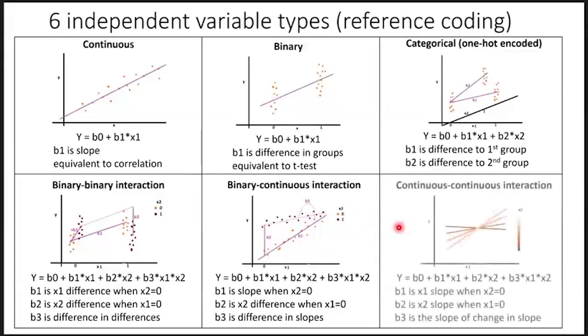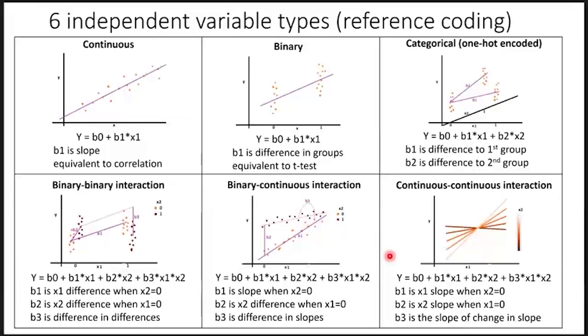And then the last thing is a continuous interaction. I'm just going to give the bottom line. The beta 1 is the x1 slope when x2 is 0. The beta 2 is the x2 slope when x1 is 0. And the beta 3, the interaction effect, is the change of slope, how much the slope changes per slope. It's a little bit confusing. There are people saying don't do continuous interactions because they're hard to interpret.